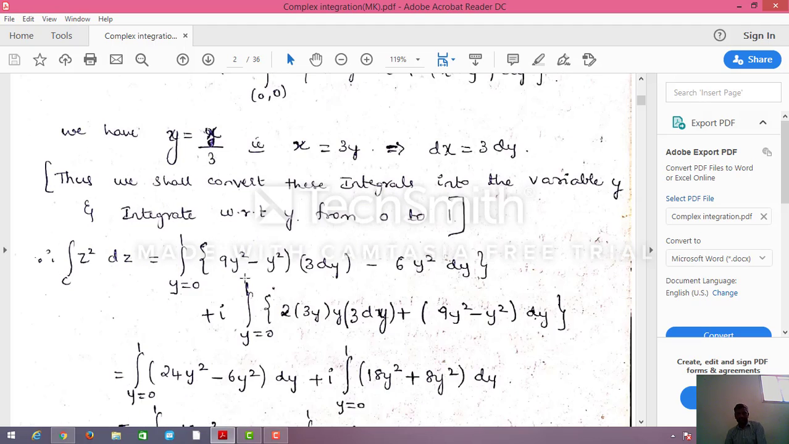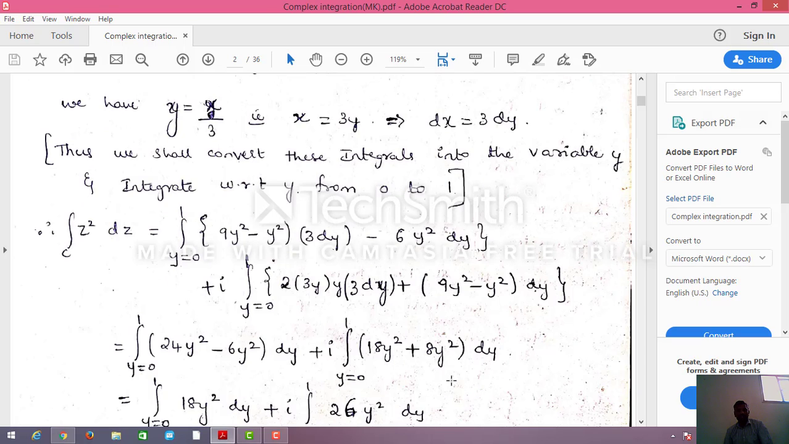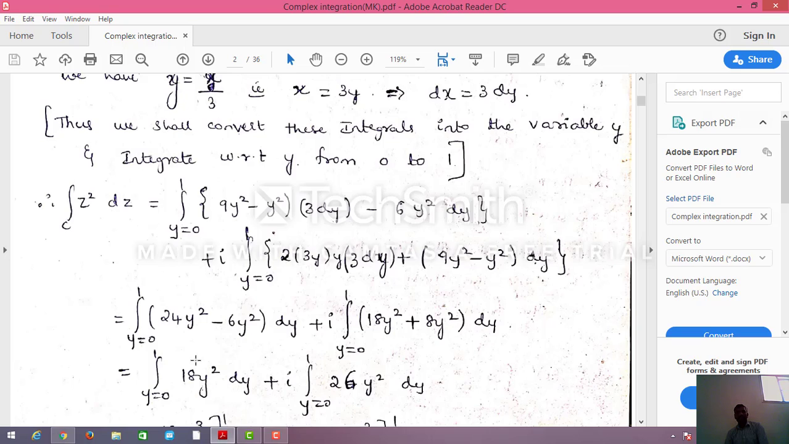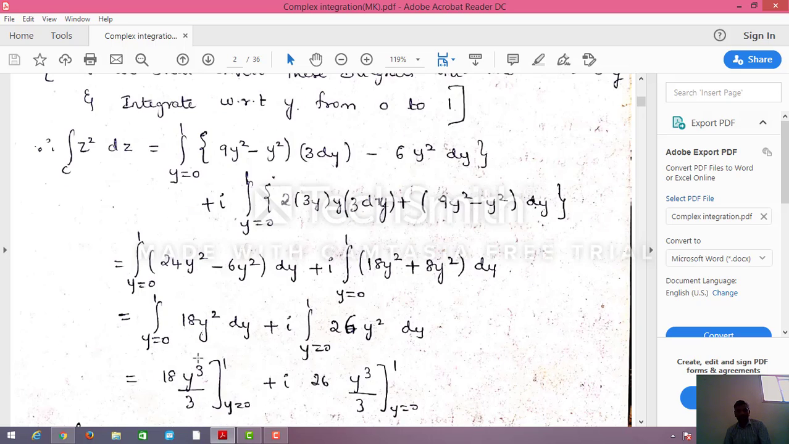Now if I simplify this, 9y square minus y square should be 8y square. 8y square into 3 dy is nothing but 24y square, minus 6y square into dy, plus i into 2 into 3y into y into 3 dy. If you simplify this, you will get 18y square. So 24y square minus 6y square gives 18y square, plus i times the integral from y equal to 0 to 1 of 18 plus 8, that is nothing but 26y square into dy.